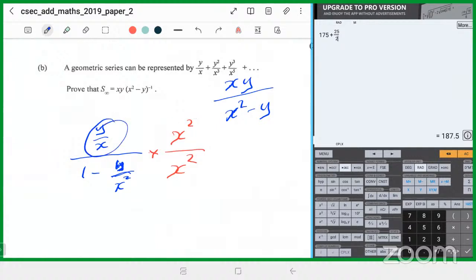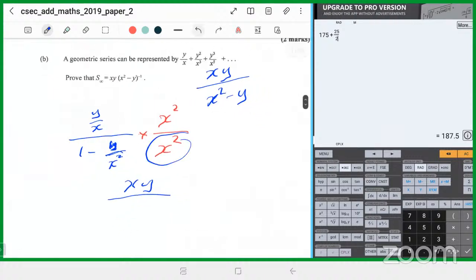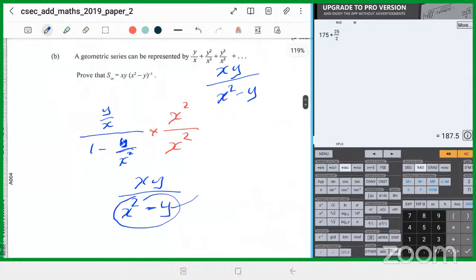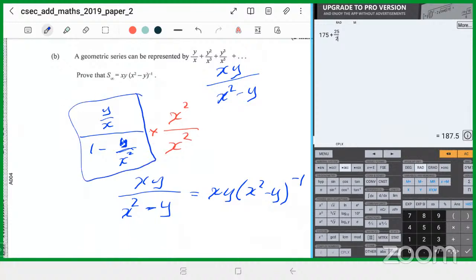This times this gives me x times y. This times this gives me x squared. This times this cancels the x squared and gives me minus y. And all I have done in this expression is take the denominator and bring it up and put a -1 on it. So this becomes xy bracket x squared minus y to the -1. You know, in a sense, you reach and can't finish it. We all need a simple thing like that, and you have to practice doing these things and make it become second nature at this level.